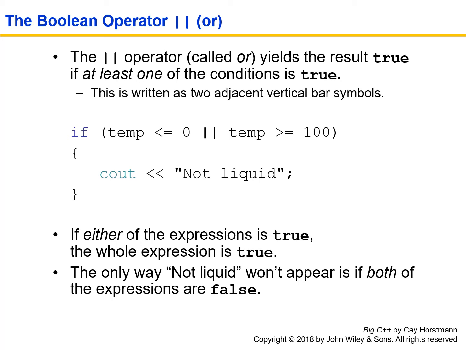Now, if either case is true, if temp is less than 0 or temp is greater than 100, we're going to print not liquid. The only way that not liquid won't appear is if both of them are false, if temp is, say, 25, in which case it's not less than 0 and it's not greater than 100.